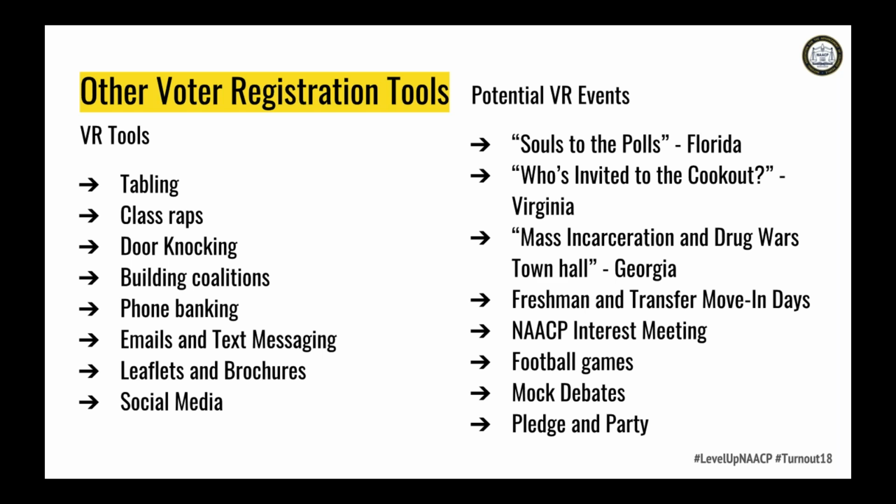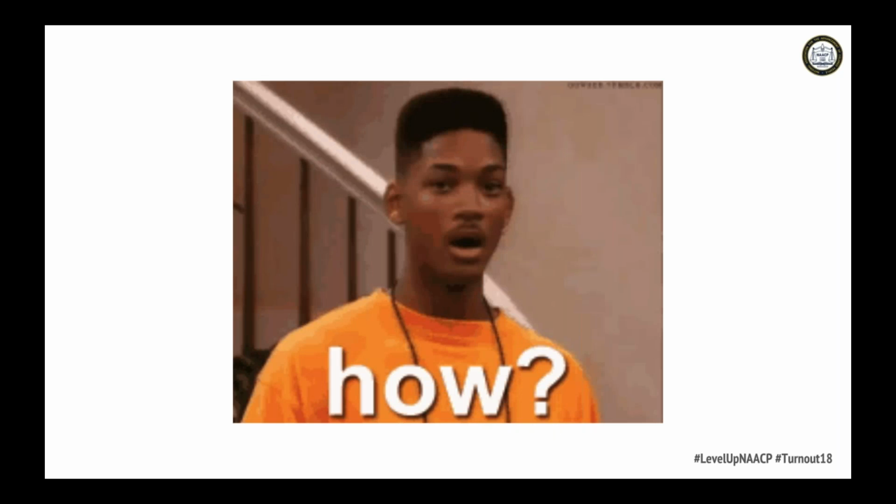Last but not least, if you're having mock debates, right, having people come up and talk about the issues that are happening for the upcoming election, that's a really good way to get people interested and engaged, right? That's kind of part of our voter education plan. And then last but not least, pledge and party, right? A lot of the folks are on college campuses, and this is a really great way to get people to engage, right? Pledge to vote. We're having a party on Friday. You can come to the party, right? Your ticket to the party is your pledge.